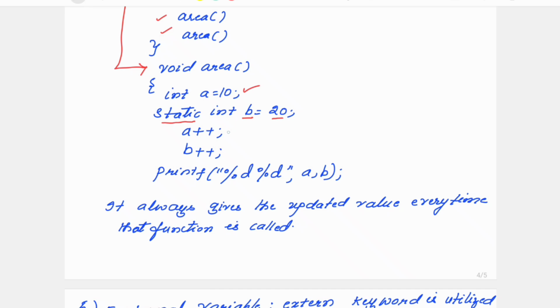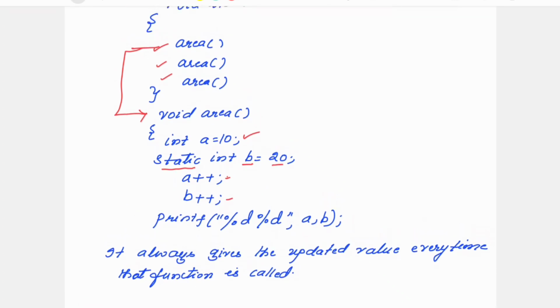After that you are incrementing the value for a, and then you are incrementing the value for b, and then printing the values for a and b. So let us see how the output gets printed here, because we want to check what will be the value that gets printed for a and what will be the value that gets printed for b. Because a we have declared as a simple, normal variable, but b we have declared as a static variable using the keyword static.